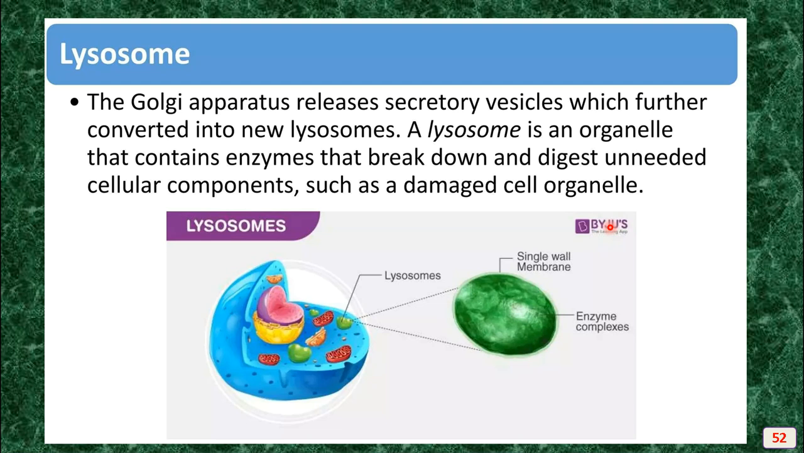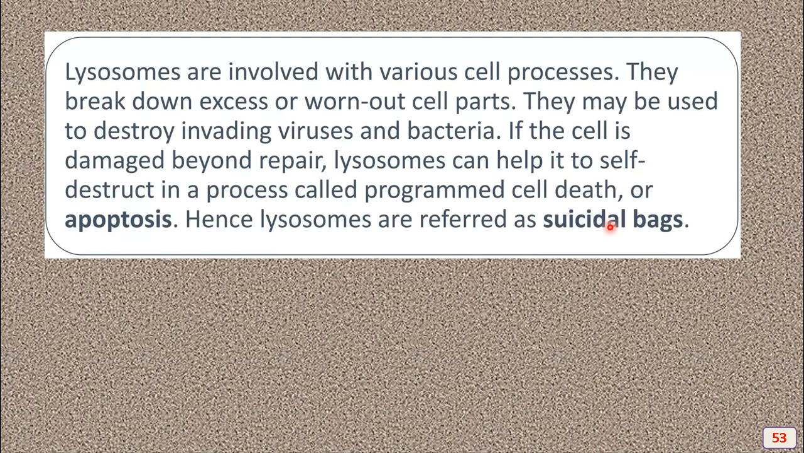Then lysosome: as the name indicates, it lyses different types of material. It contains enzymes that break down and digest unneeded cellular components. These are also involved in different processes.